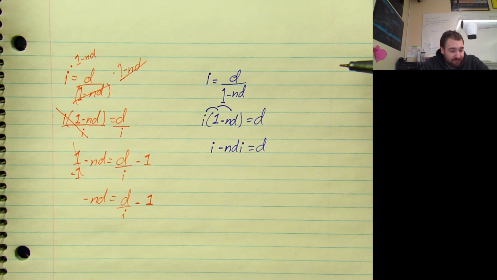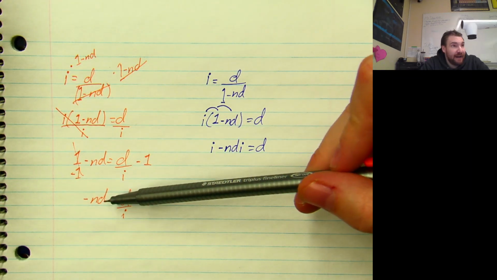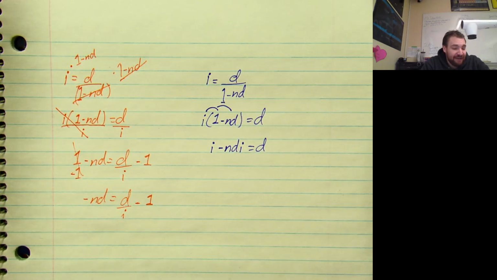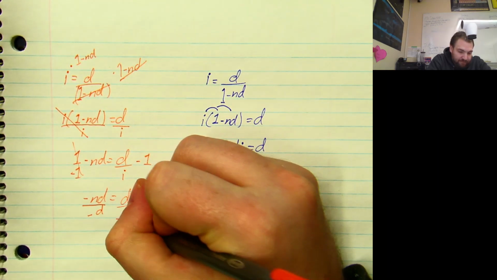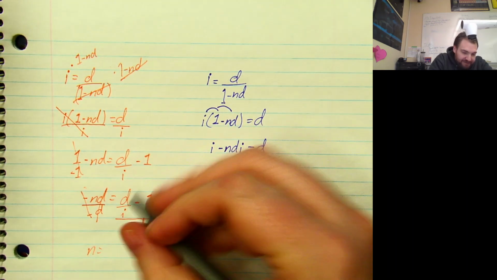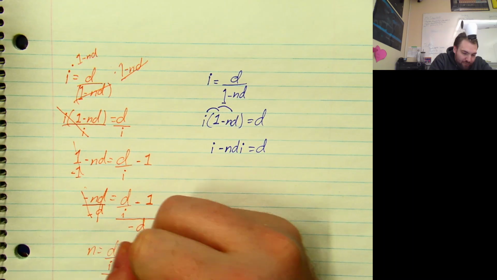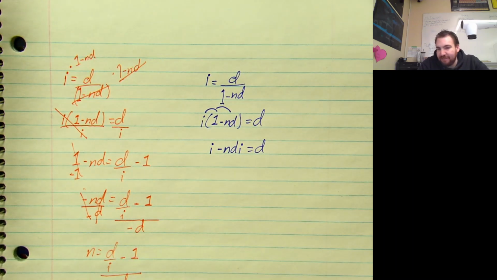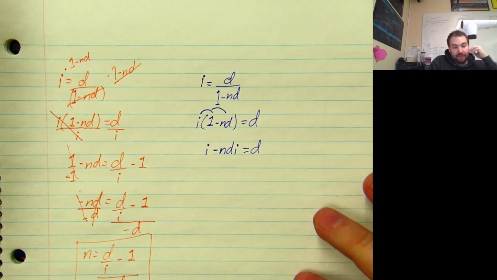Carolyn. Subtract d? Is this one? Yeah, I want to divide by negative d, and that's going to get me n by itself. So I'm going to get n equals d over I minus 1, all over negative d, which, if I'm not mistaken, was the answer given to you in the key.